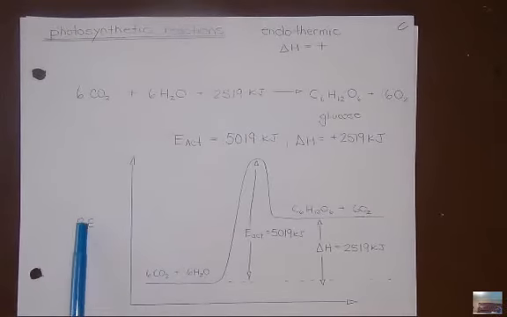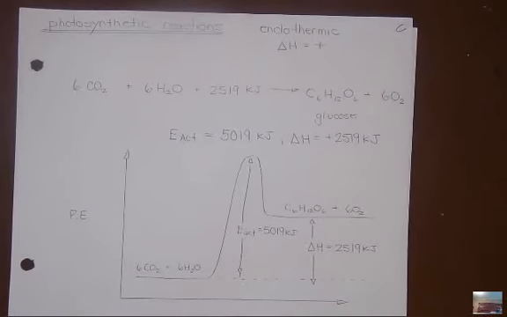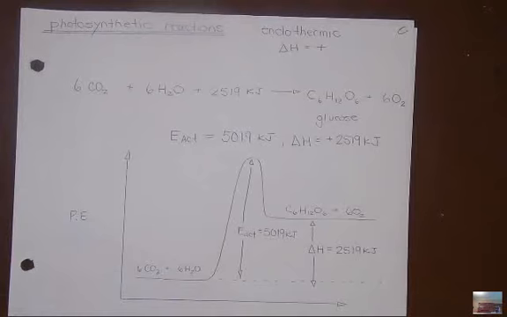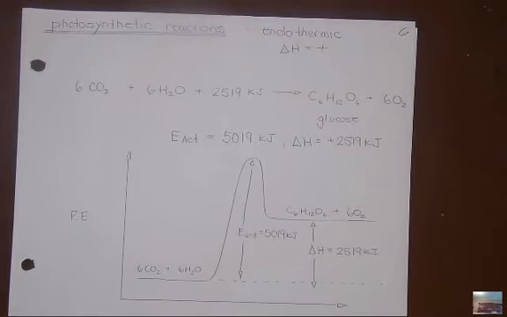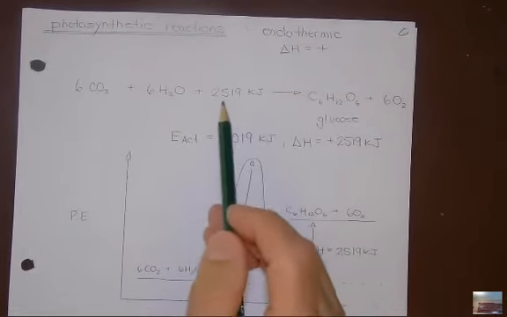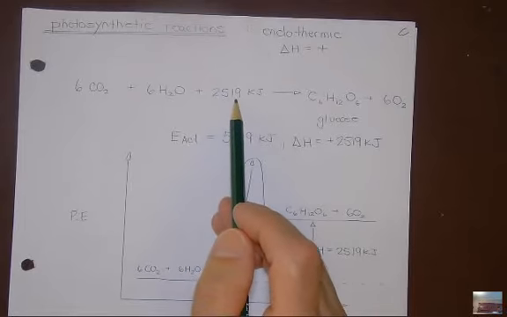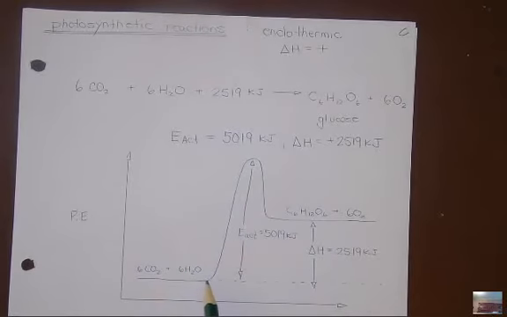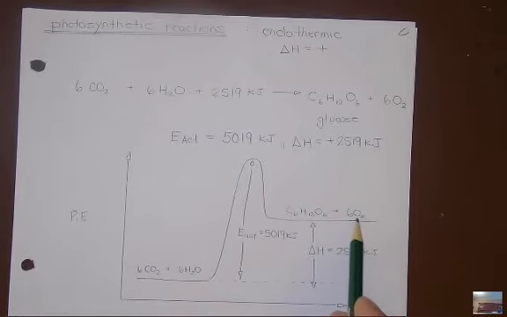Here's my potential energy diagram. Remember, potential energy is really H, right? I could write H over here, right? And I start out very low because my reactants are stable, and with 2,519 kilojoules, I have to go up to get to my products. They have higher energy, more unstable, more reactive. This is a very reactive molecule.